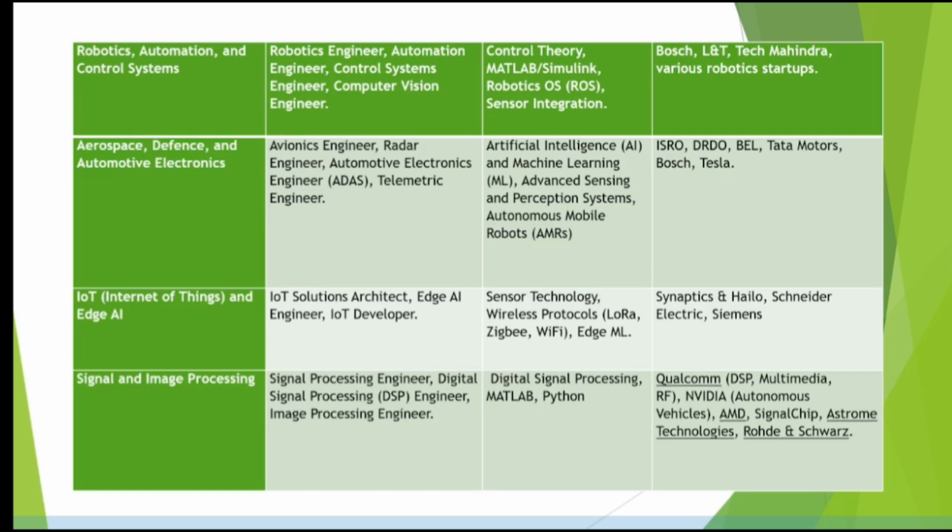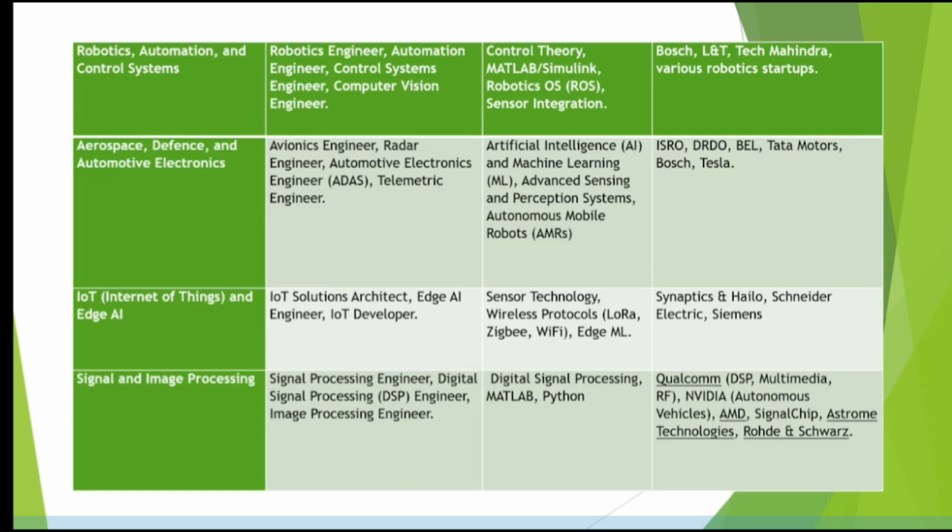And then coming to IoT and edge AI. So basically, artificial intelligence and Internet of Things. You can be either an IoT solutions architect, edge AI engineer, or IoT developer. These are certain roles in this particular domain. Once you get deep into it, you can have many other subdomains within IoT and edge AI, right? The tech subjects that you need to concentrate on are sensor technology, wireless protocols like Zigbee, Wi-Fi, LoRa, all these things, and edge machine learning, right? So this is about IoT and edge AI.